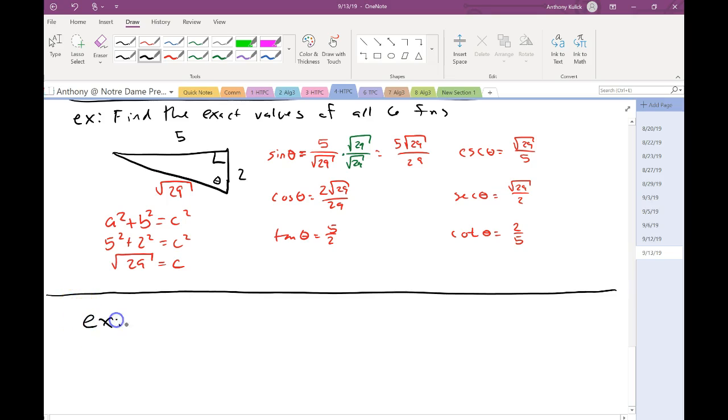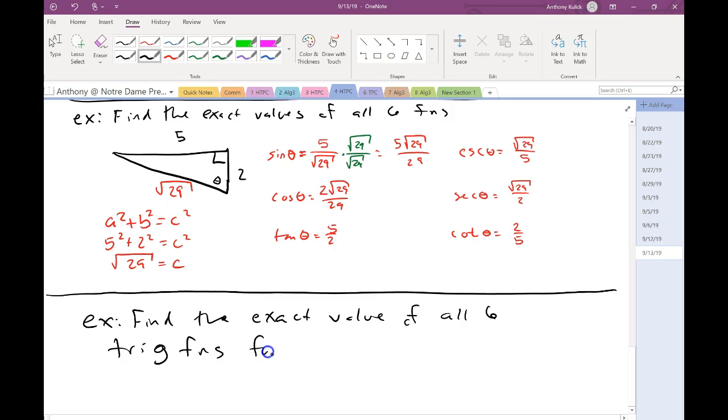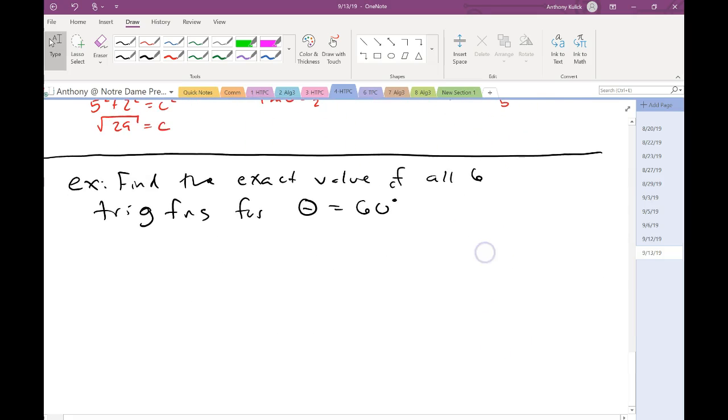So for example, this is enough information for us to answer and find the exact values for all six trig functions. All we need to know is that the angle measure is 60 degrees. Why is that enough information?